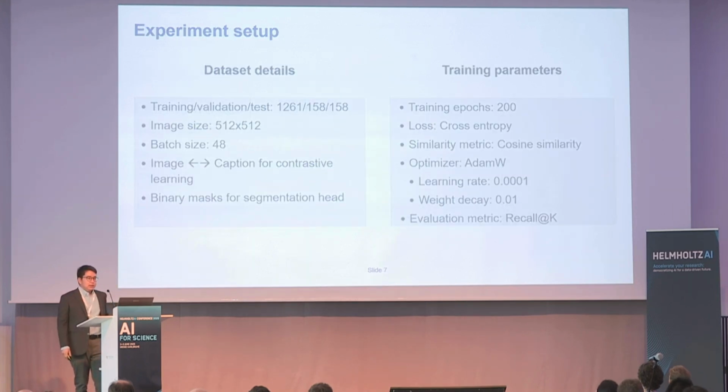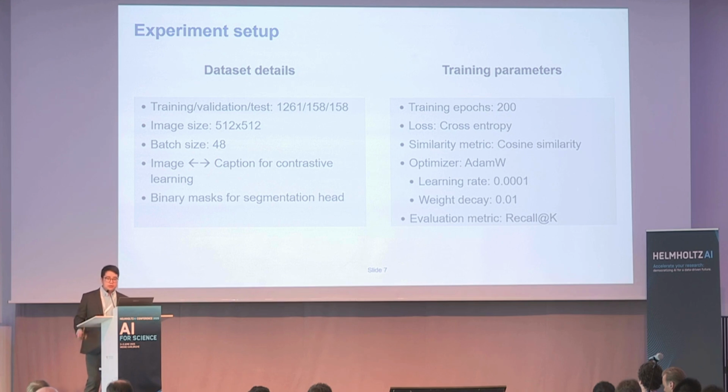Here are some details about the dataset. We had around 1,200 images for training and 158 for validation and test. The images are 512 by 512 pixels. During training, we batched them to 48 examples each. For the normal CLIP, we have only the image-caption pair, but for the segmentation-aware model, we have the segmentation masks as well. We trained both models for 200 epochs, using cross-entropy loss for segmentation and for contrastive learning. For aligning the images and text, we used cosine similarity as the metric.